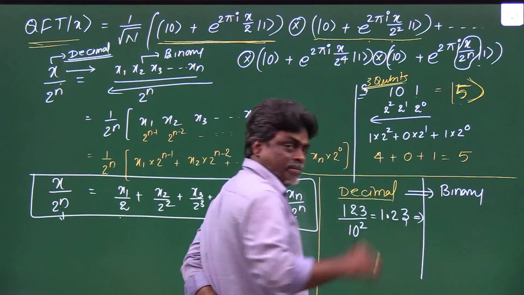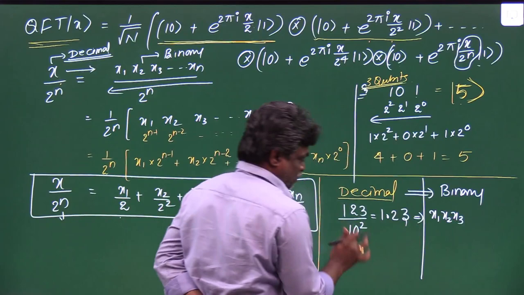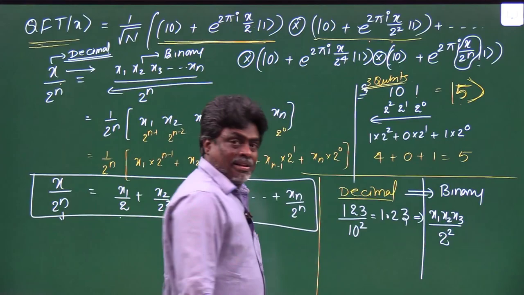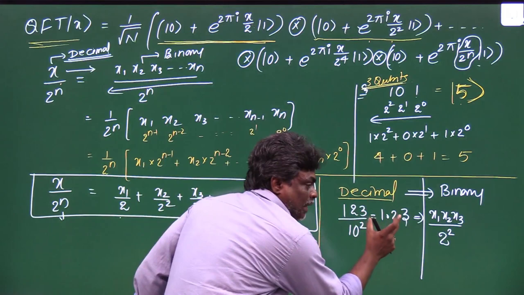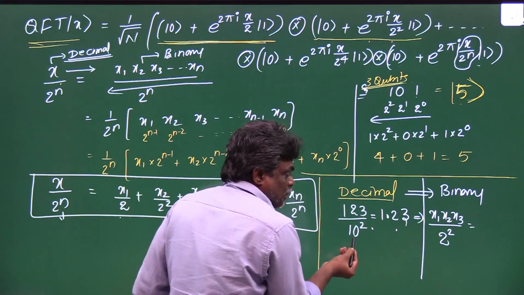Now I have x1, x2, x3 divided by this, sir, 2 square. Careful, sir. In the decimal, we have 10. In the binary, you will be having 2 base. That's it. 10 base and 2 base. I request you, whatever you have done here, do the same thing. 10 square means after how many digits you place the dot?